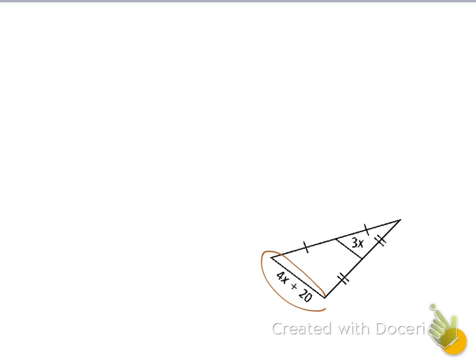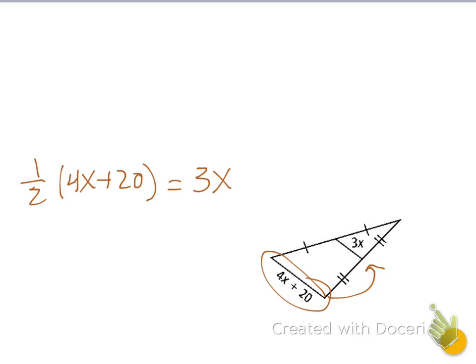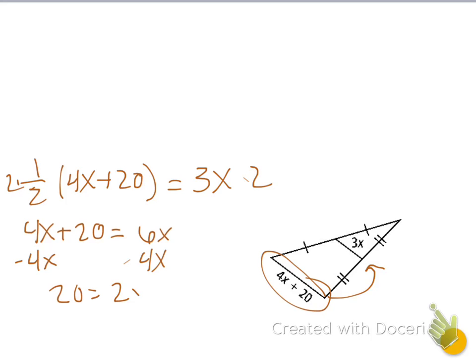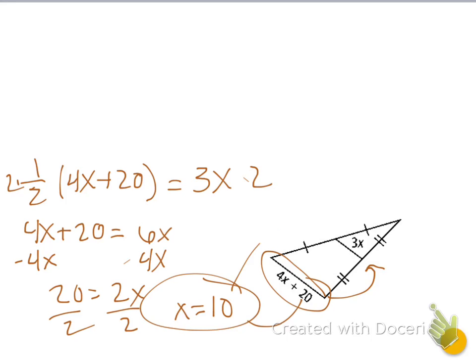Okay, if I take half of this, I should get this. So if I take half of 4x plus 20, I should get 3x. So I'm going to multiply both sides by 2 again. Subtract 4x. And divide by 2. So x equals 10 in this situation. If I wanted to find out what those lengths were, I'd plug this x back in, plug the 10 in for x for both of those.